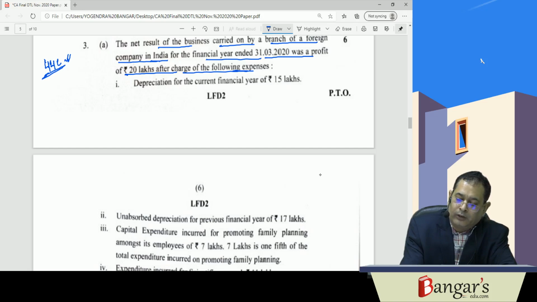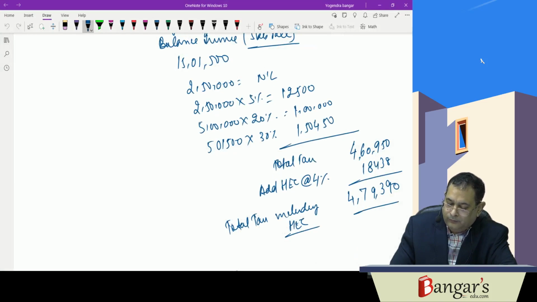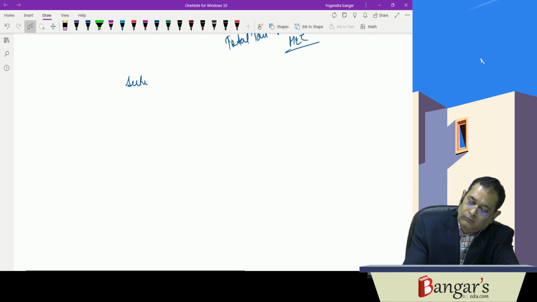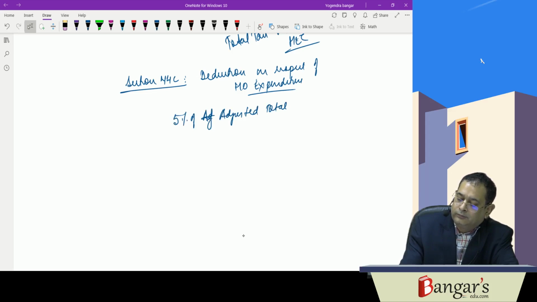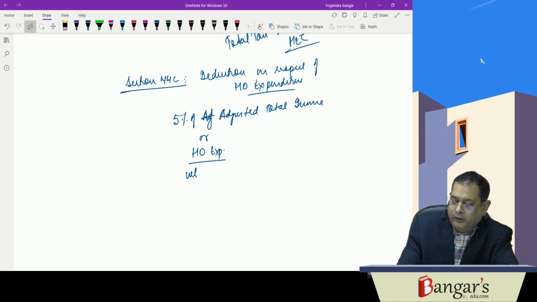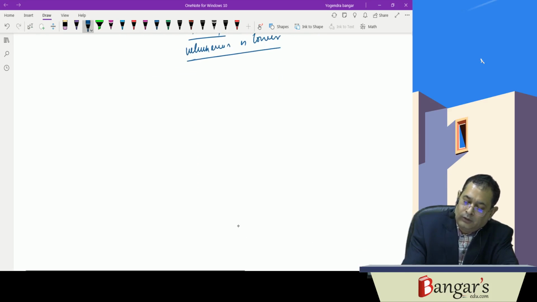So what is the net profit as per the profit and loss account? First of all, we are computing the deduction. As per section 44C, which deals with deduction in respect of head office expenditure, how much deduction can be claimed? That is 5% of the adjusted total income or the HO expenditure so allocated, whichever is lower. So first, we have to compute the adjusted total income.